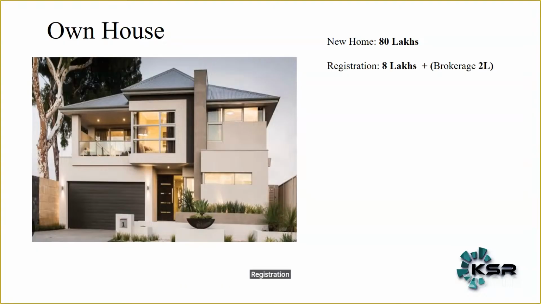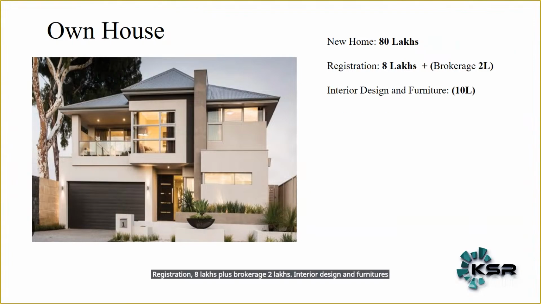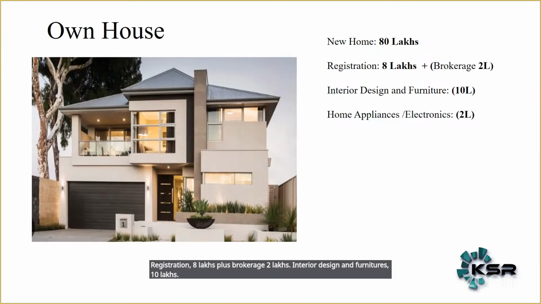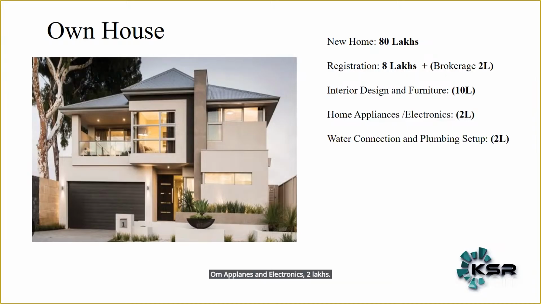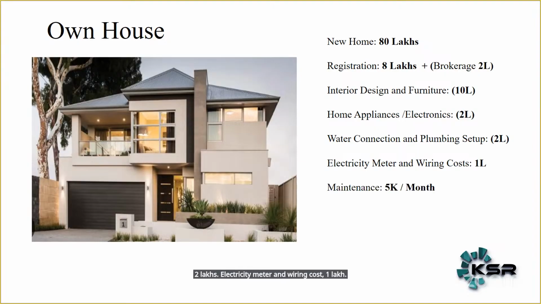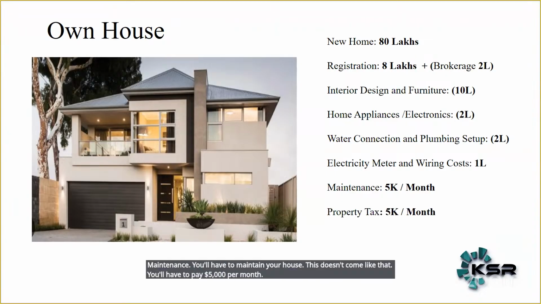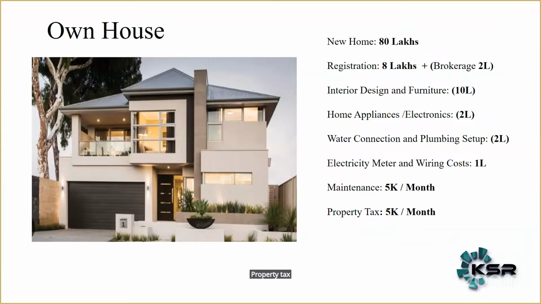Registration, 8 lakhs plus brokerage, 2 lakhs. Interior design and furniture, 10 lakhs. Home appliances and electronics, 2 lakhs. Water connections and plumbing setup, 2 lakhs. Electricity meter and wiring cost, 1 lakh. Maintenance, you'll have to maintain your house. This doesn't come free. You'll have to pay 5,000 per month. Property tax, welcome to India, 5K per month.